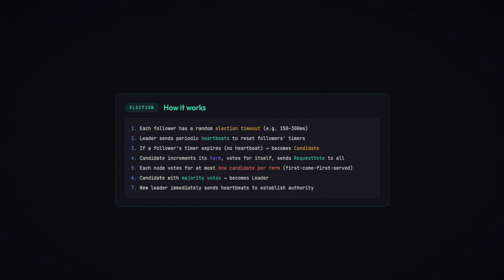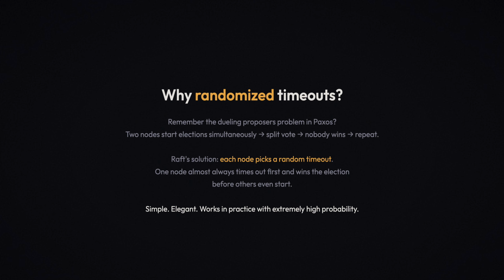The new leader immediately sends heartbeats to all nodes to establish its authority and prevent further elections. Remember the dueling proposers problem from Paxos? Two nodes start elections at the same time, split the vote, and neither wins. They retry, split again, a livelock. Raft's solution is beautifully simple.